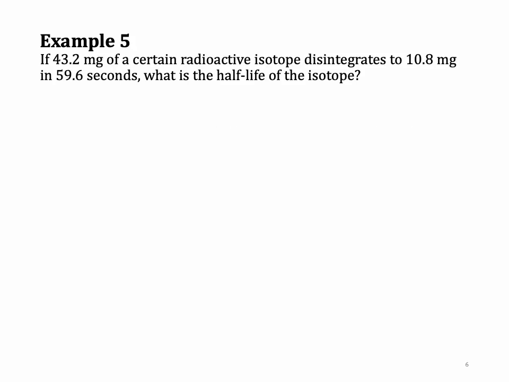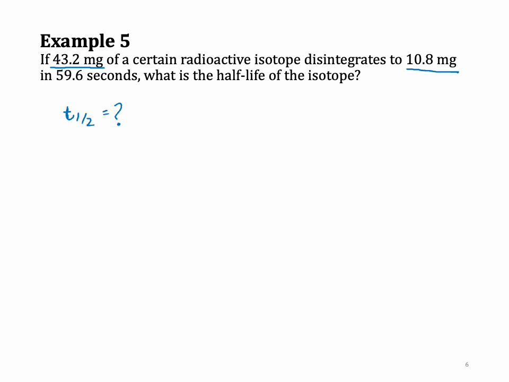If 43.2 milligrams of a certain radioactive isotope disintegrates to 10.8 milligrams in 59.6 seconds, what is the half-life? So the question is asking what is the half-life. Now there are a couple ways to do this. If you can think in your head that these two are multiples of each other, in a factor of 2, then that's great. That makes your life easier.